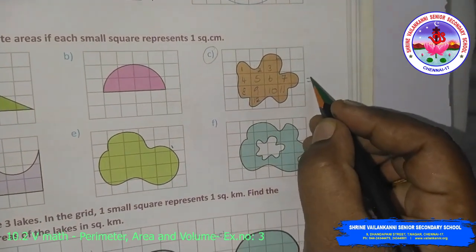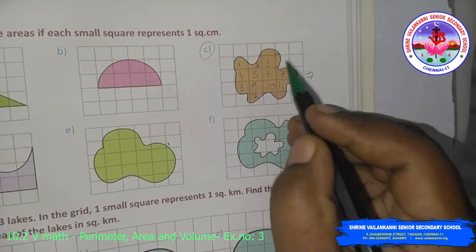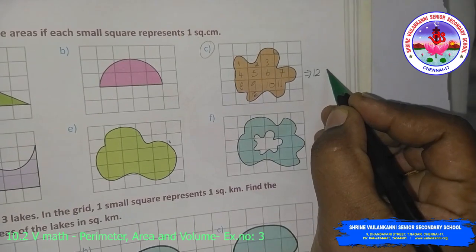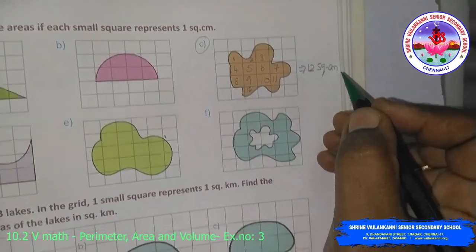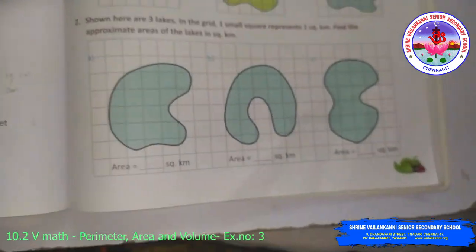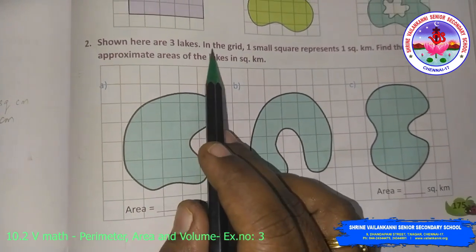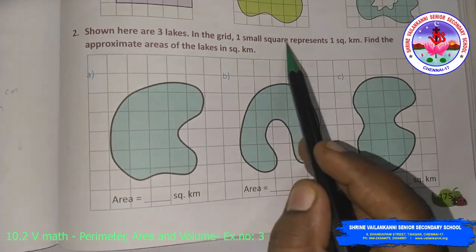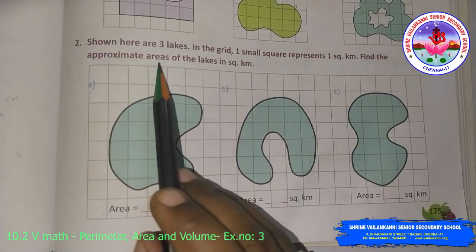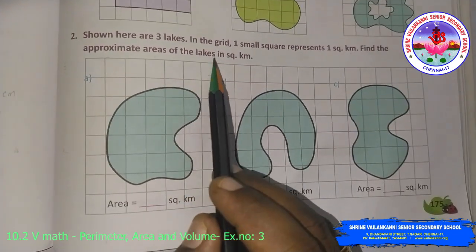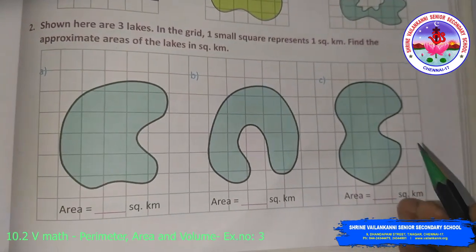So the area of this irregular shape is approximately 12 square centimeters. We'll see one more sum. Shown here are 3 lakes in the grid. One small square represents 1 square kilometer. Find the approximate area of the lakes in square kilometers. We'll take any one and do it.